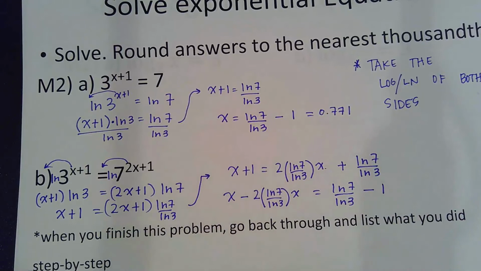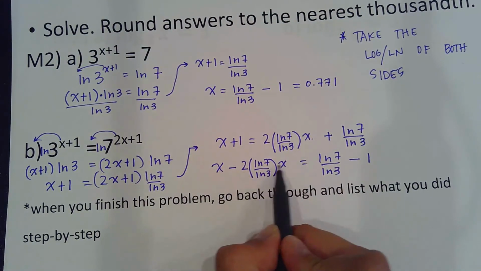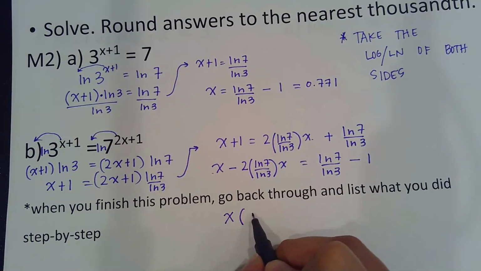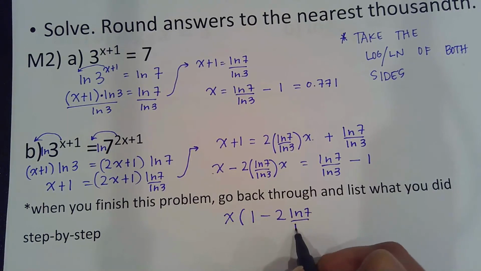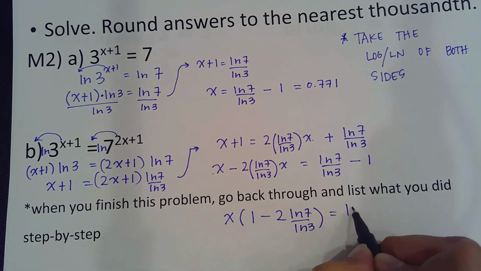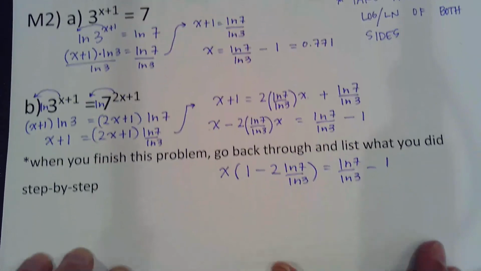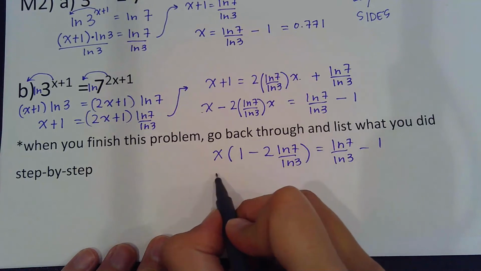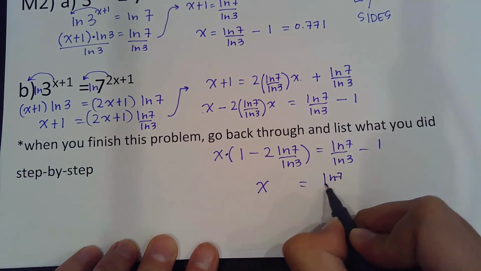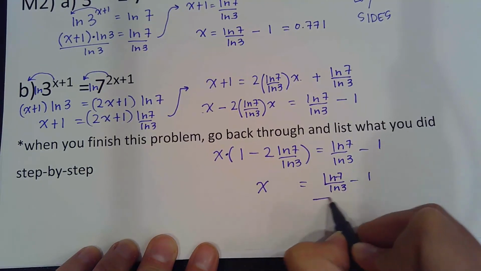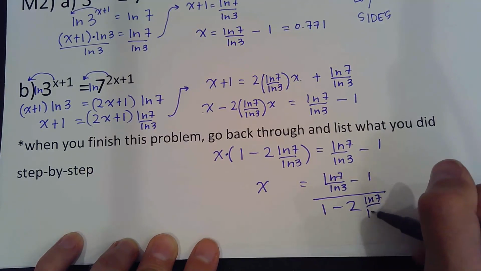So very similar to up here, but we've got to deal with this exponent here. So here I'm going to just factor out the x, so I'll have 1 minus 2 natural log of 7 divided by natural log of 3. I'm just doing this because I don't want to put all this in my calculator and carry decimals across the whole entire thing. I divide both sides by that big factor, so this will be natural log of 7 divided by natural log of 3 minus 1, all over 1 minus 2 natural log of 7 divided by natural log of 3.